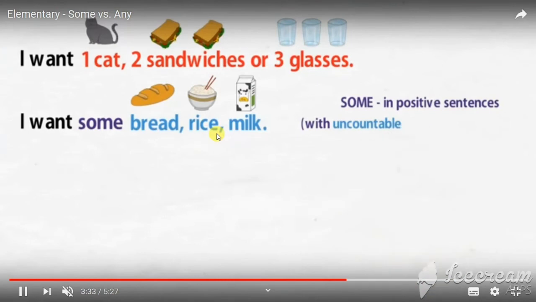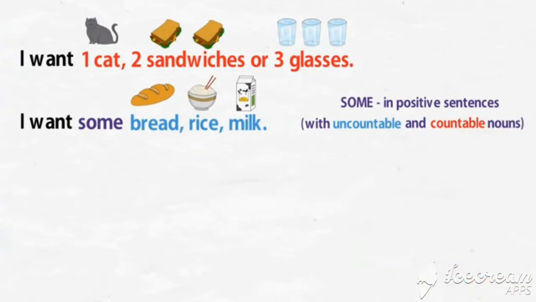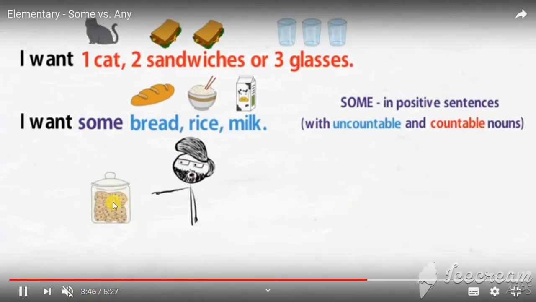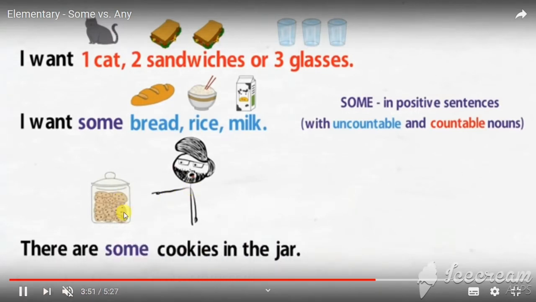However, we can use it also with countable nouns, but when we don't know the number of things we are asking for. For example, if I see a jar of cookies, I say there are some cookies in the jar, but I don't know how many. So there are some cookies in the jar. So some is used with countable and uncountable nouns in positive sentences only.